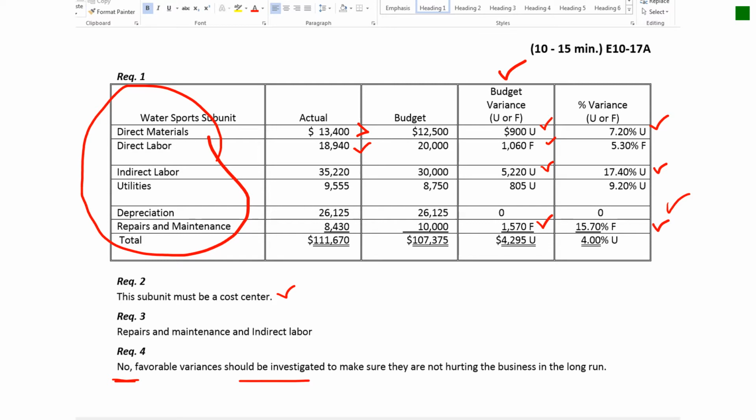For the last requirement, you say no. Favorable variances you should also investigate, just to make sure you're not hurting business. So you always want to look at all variances, not just favorable or unfavorable, because sometimes even favorable results might actually be hurting the company.